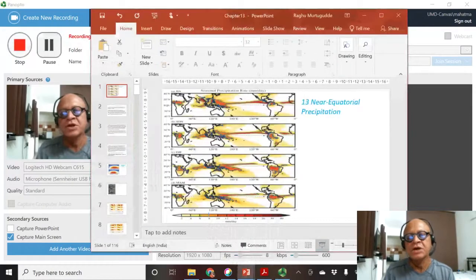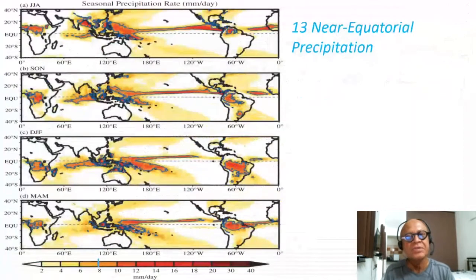This chapter is on near equatorial precipitation. Basically, we are going to look at the Intertropical Convergence Zone, ITCZ, and the southern parts of it, which are called the Great Cloud Bands. But we know that this is called the South Pacific Convergence Zone, and there is a South Atlantic Convergence Zone here. The idea is to try to understand the processes that determine the location of precipitation here in terms of some of the basic processes that we have been looking at.